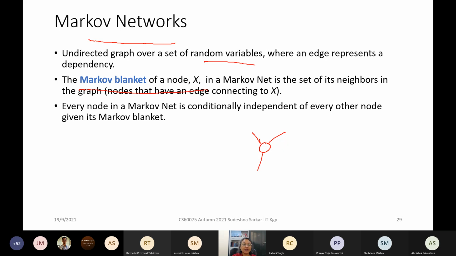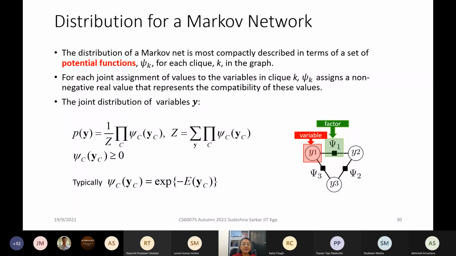And the property of a Markov network is that every node is conditionally independent of other nodes in the network, given that you know the values of the variables which are in its Markov blanket. Now, if we consider such a Markov network where we have variables and some undirected edges, then the probability distribution is assumed to be of this form. In a Bayesian network, you can directly get the probabilities.